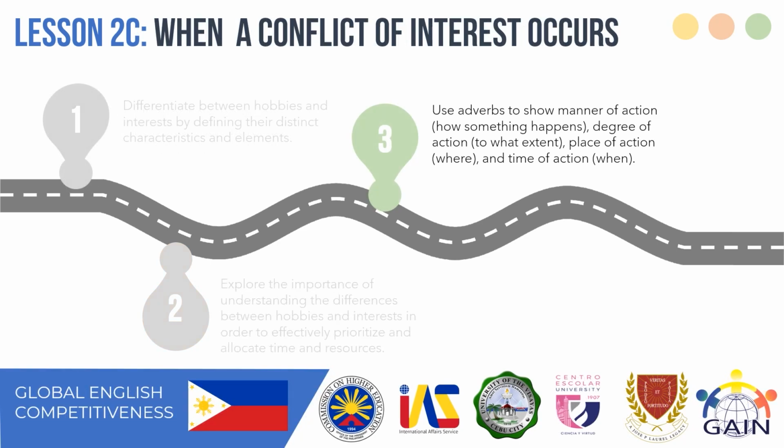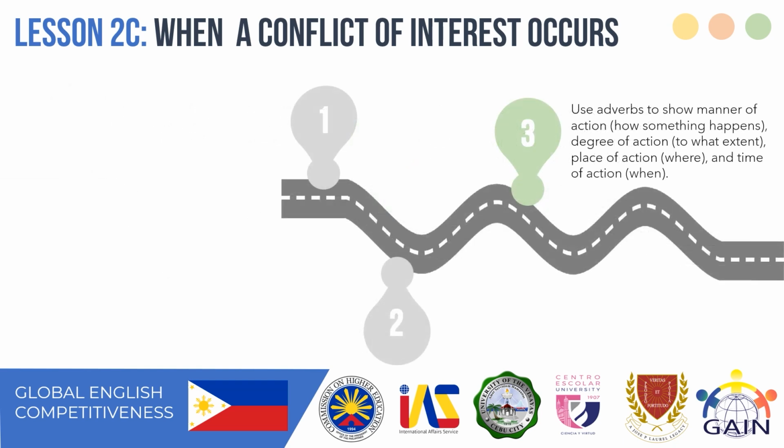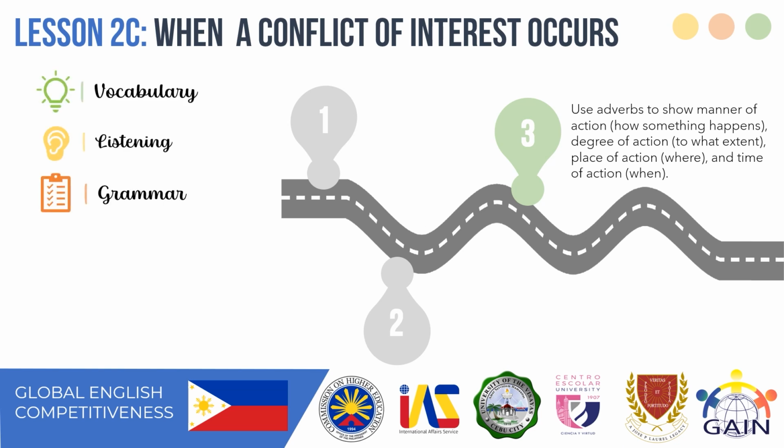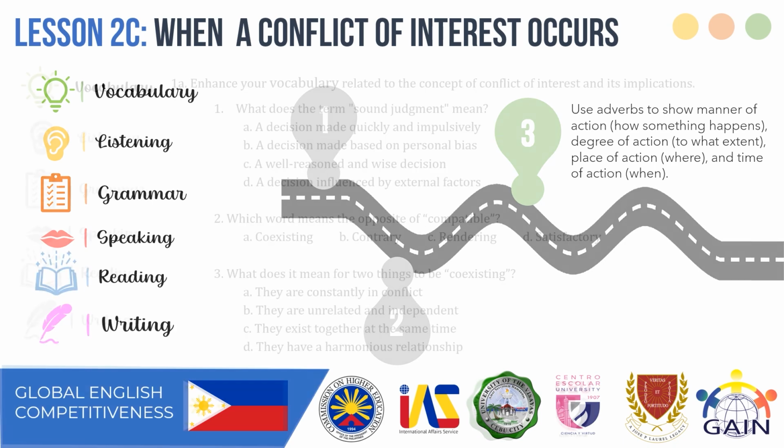This time, we're going to focus on our third objective, to use adverbs to show manner of action, degree of action, place of action, and time of action. Without further ado, let's move on to our third lesson for this unit, 2C, when a conflict of interest occurs. And here are the sub-lessons that will help us achieve our objective: vocabulary, listening, grammar, speaking, reading, and writing.